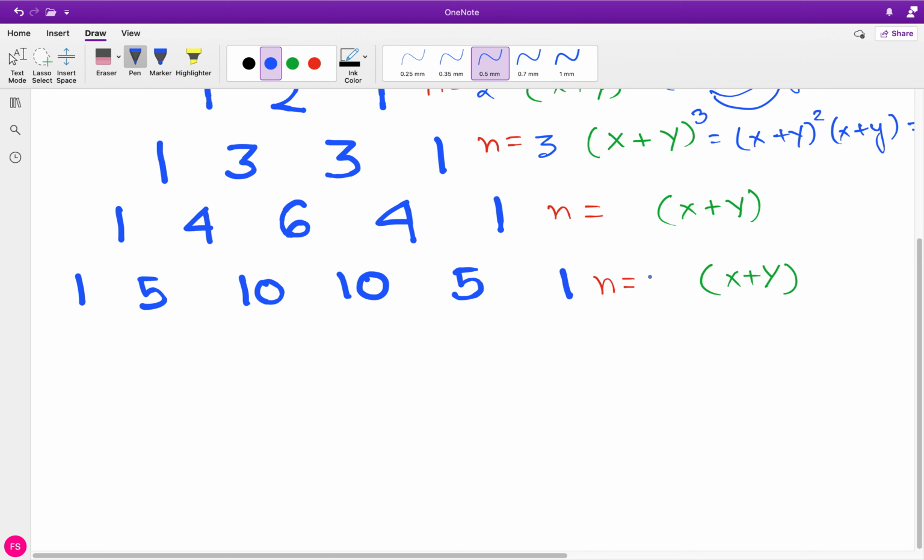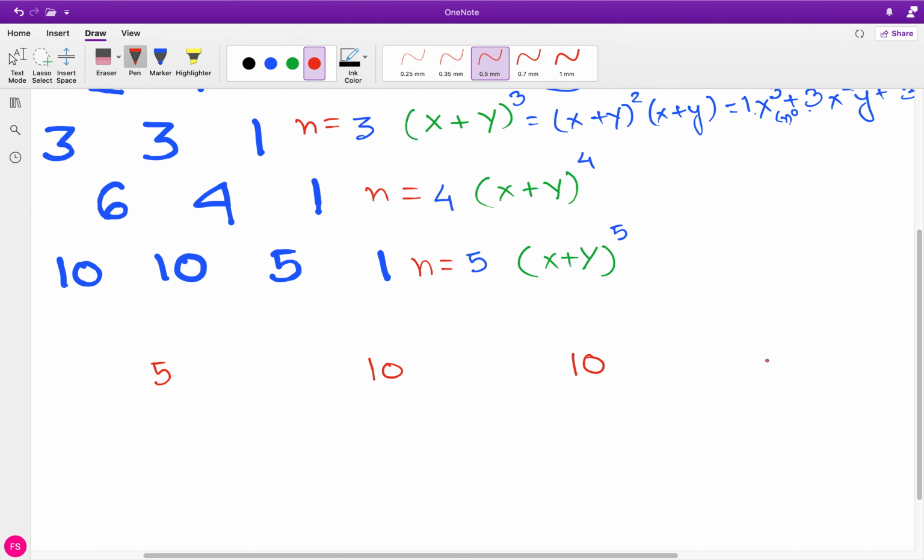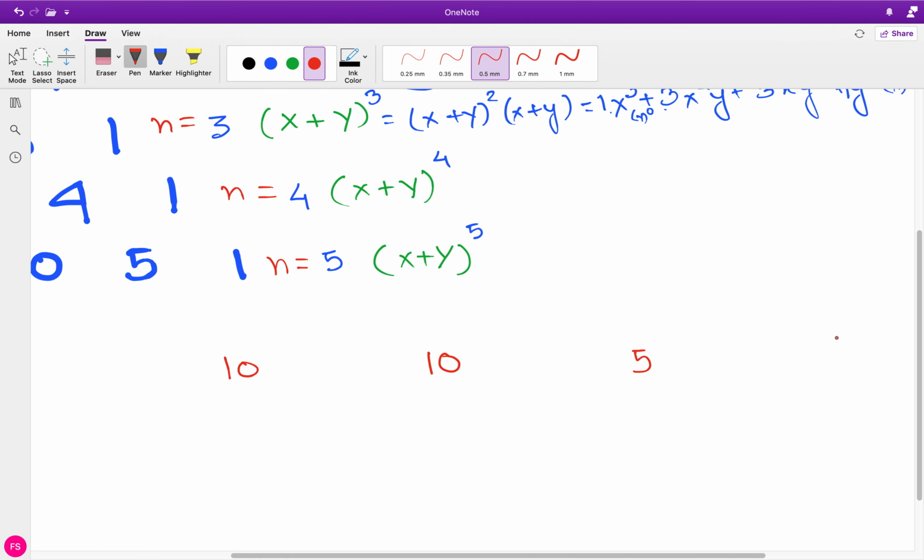I will take this term. For this row, the n is 5, because this was 4. So if your n is 5, this is going to be x plus y to the power of 5. Now let's expand this over here. I'm going to write x plus y to the power of 5. So this is how I write it. I will write the coefficients first this time. So what numbers do I have for this row? I have 1, then 5, 10, 10, then 5, and then 1.